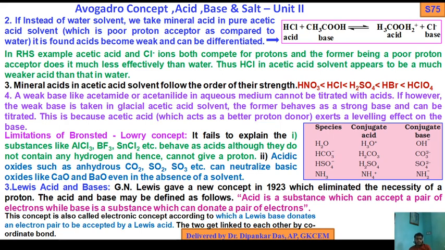So it fails to explain substances like AlCl3, BF3, SnCl2 behaving as acids, although they do not contain any hydrogens and hence cannot give a proton. Acidic oxides such as CO2, SO2, SO3 can neutralize basic oxides like CaO and barium oxide.